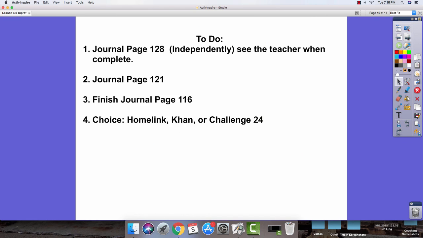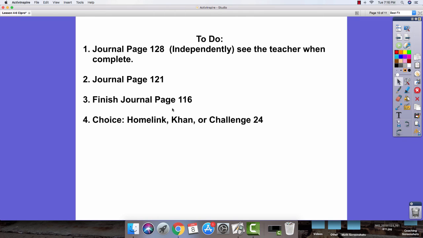So what are you going to do? Well, you're going to continue. You're going to finish journal page 128 independently. You don't need to have the folder up. If you're really stumped, you can ask a classmate to help you, as long as they're teaching it to you, okay? They can help you. You can also ask the teacher to help you too, okay? They're there to help you. When you are finished with it, I want you to see the teacher when you're complete, okay?